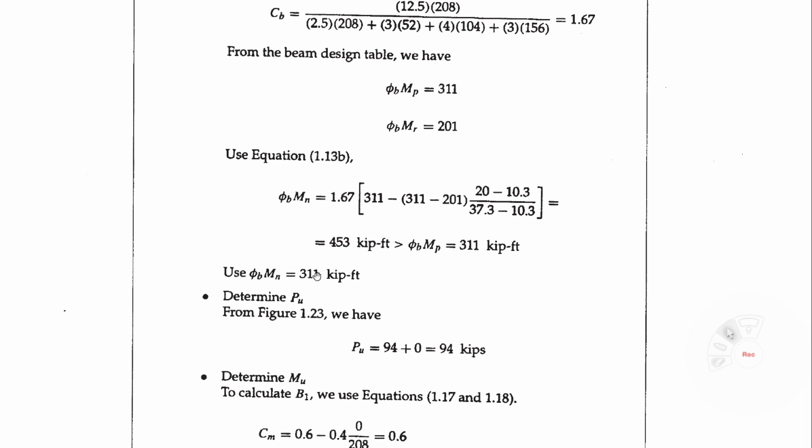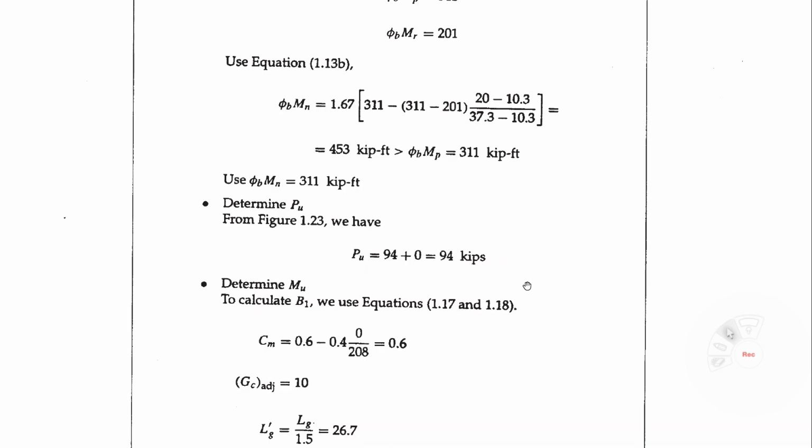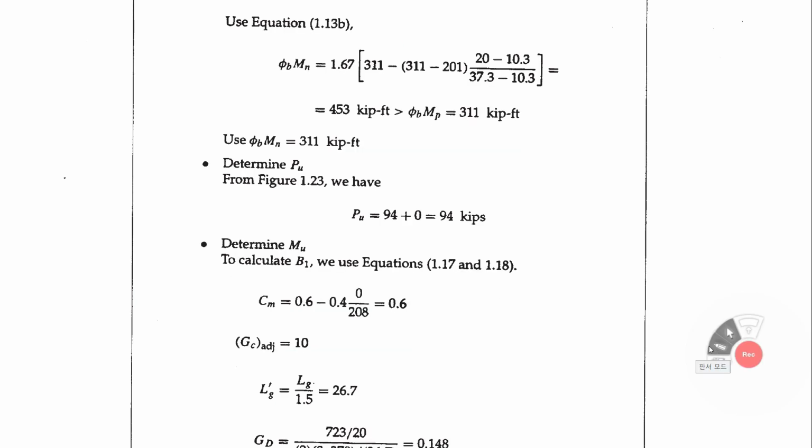You have to use 5B MN is 311. The moment capacity cannot be greater than the full plastic moment capacity, right? So you have to use this one. Lastly, we have to calculate Mu. We already learned how to calculate Mu in previous lectures. Do you remember?